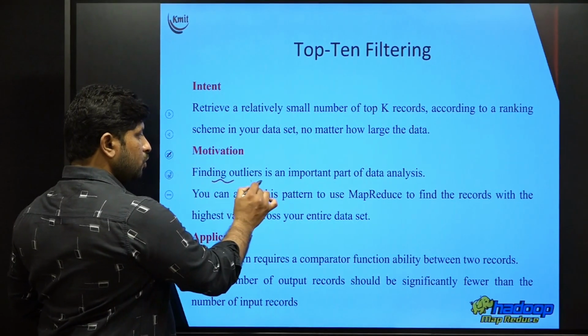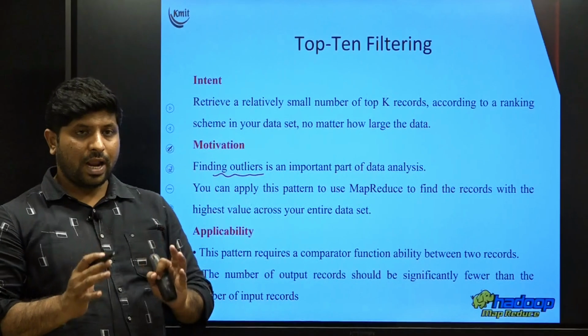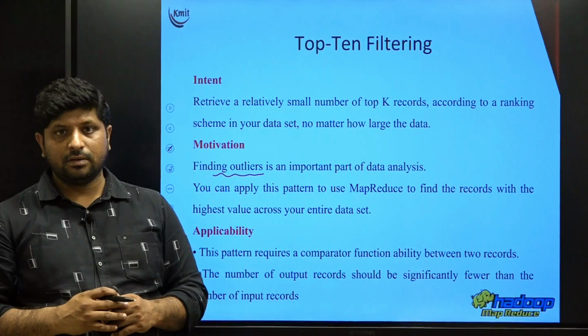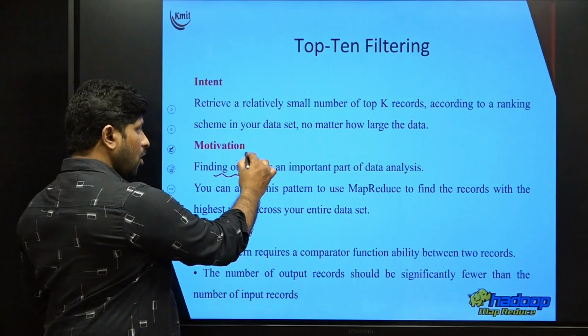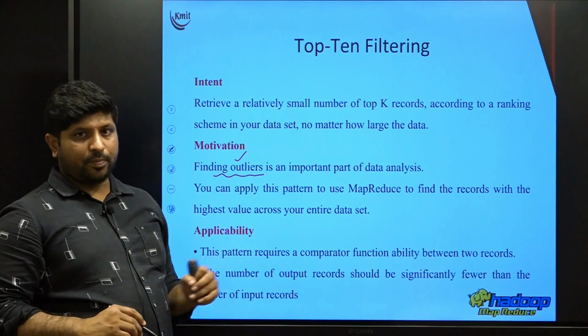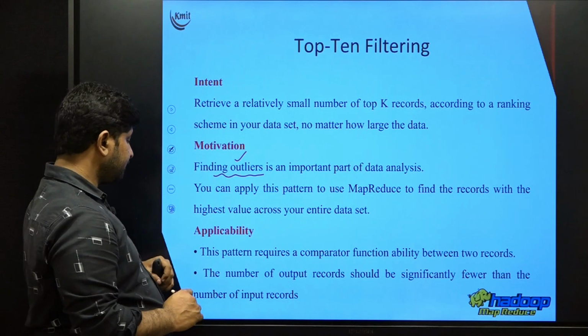This is mostly used to find the outliers in a particular data set, as outliers are the most interesting part in any machine learning task. So, to find the outliers, we use filtering mechanisms, especially top 10, as outliers hamper the entire result.